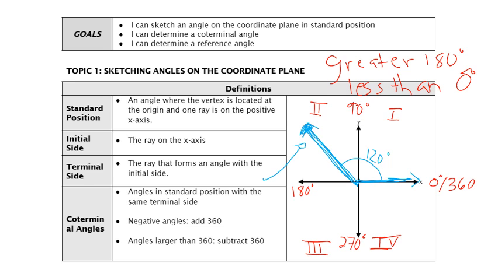You're also going to see coterminal angles. These are angles that are in standard position, but what happens if we see angles that are bigger than 360 or less than 0? We're going to see some examples of that in a moment. But basically, we're sketching angles on the coordinate plane.